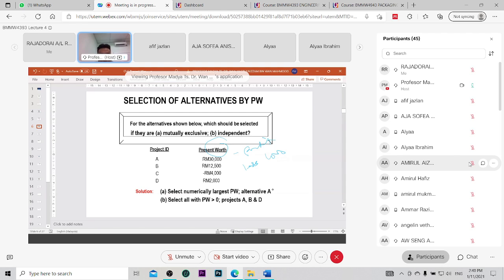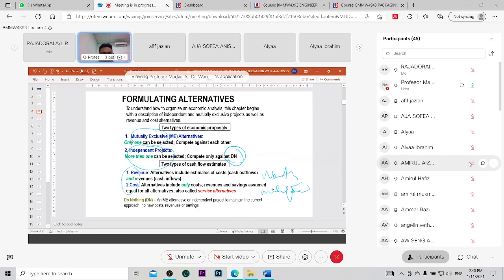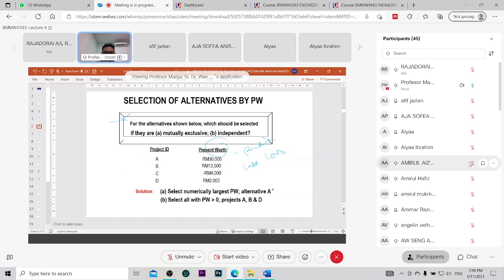Here we have 4 projects. If the question is like this: four alternatives shown below, which should be selected if they are mutually exclusive and independent? Mutually exclusive means the best. If you remember, only one can be selected. If we talk about mutually exclusive, we choose A. So we go for the best.